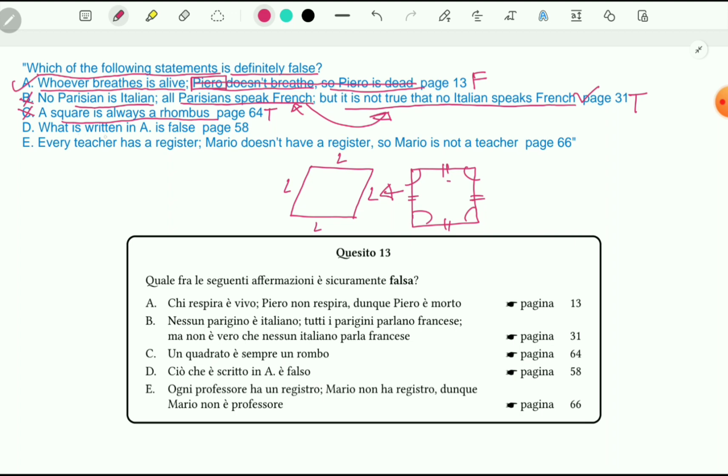Option D: what is written in A is false. Yes, statement A is false, which we already discussed. So this statement is also true, that means not our answer. Every teacher has a register. Mario doesn't have a register, so Mario is not a teacher. Yes, if every teacher has a register, and Mario doesn't, that means Mario is not a teacher according to this statement. Therefore it is a true statement, so we can cross it out. So our option is A.